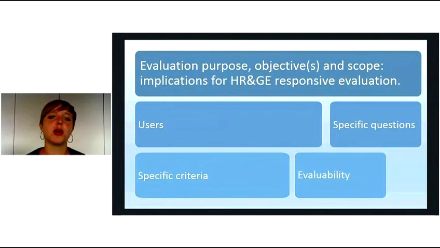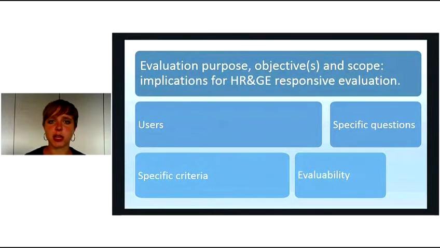Next, for the section of the report describing the evaluation purpose, objectives, and scope, this should describe what human rights and gender equality considerations were included in these elements of the evaluation itself. Any specific criteria and evaluation questions related to human rights and gender equality should be included here, as well as a discussion of the evaluability of these in the intervention. Of course, inclusion of these elements, again, depends on the extent to which human rights and gender equality were in fact integrated into the design and implementation of the evaluation from the beginning.